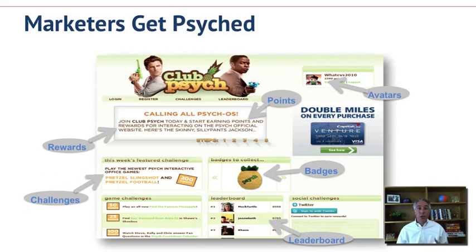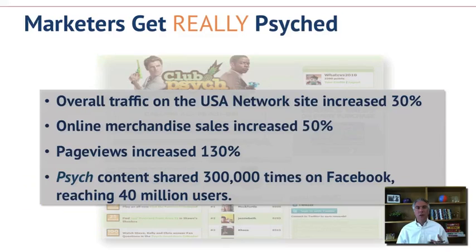What were the results? They were pretty successful. So overall visits to the USA Network website went up 30%. Online merchandise sales, a real direct bottom line impact in terms of revenues, went up 50%. Page views on the Club Psych site, or the Psych website overall, went up 130%.